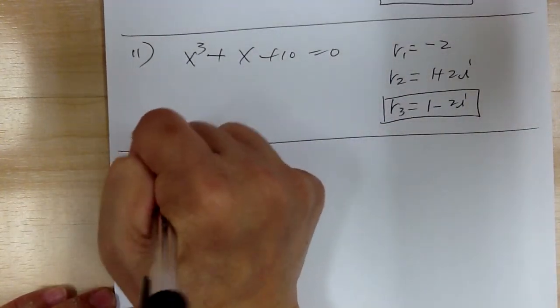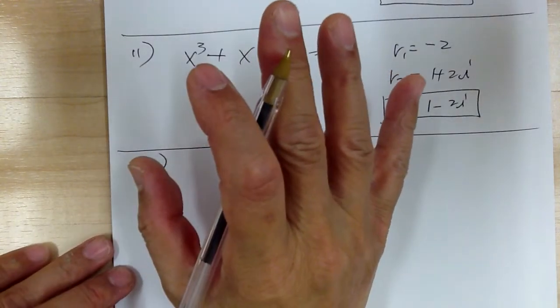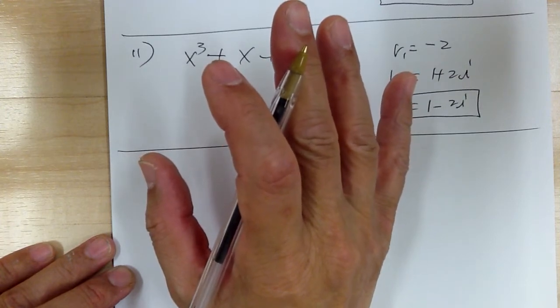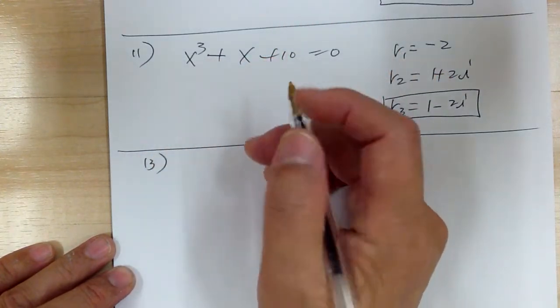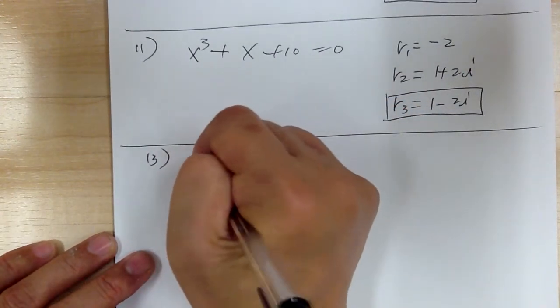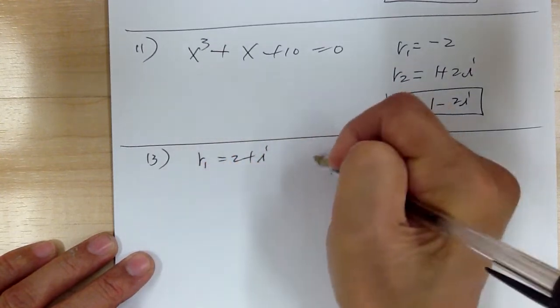Okay, number 13. They give you two of the answers, and you're looking for the equation. So you're looking for a cubic equation. That means you're going to get 3 roots. So I'm going to do it this way. I'm going to put R1 equal to 2 plus i.